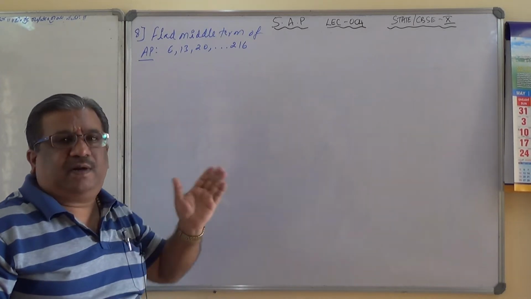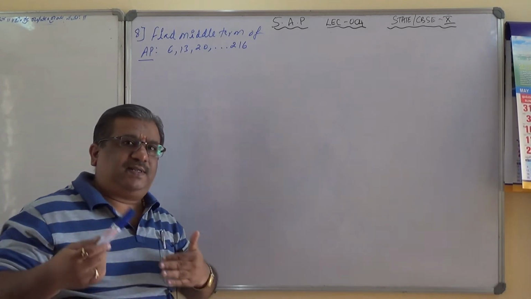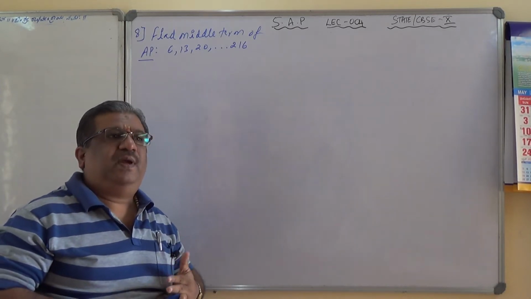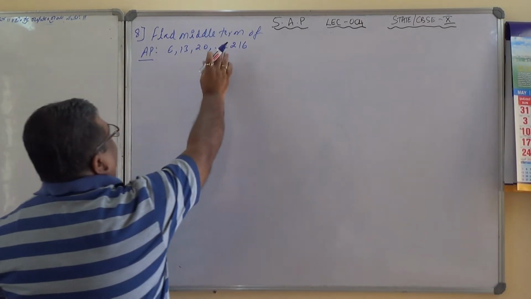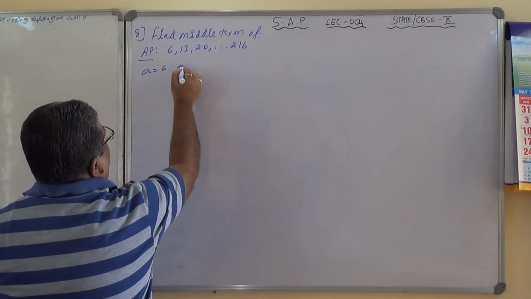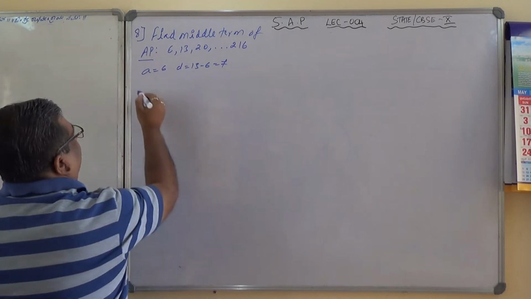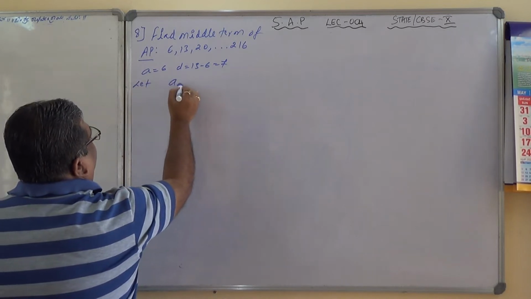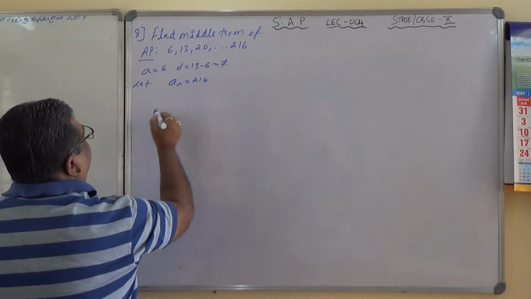If it is odd or even, based on that you can apply the formula that I have discussed in my previous classes, and then you find out the middle term. Okay, so let us see here. Totally how many terms are there? Let us check it. A equals 6, D equals 13 minus 6, which is 7. Let AN equals 216, so that we'll come to know the number of terms here.